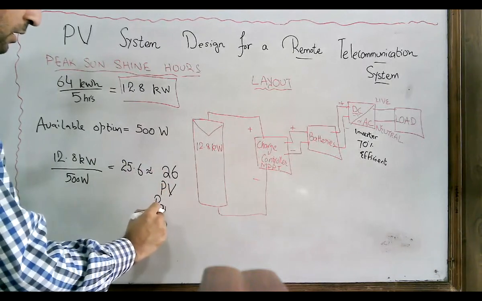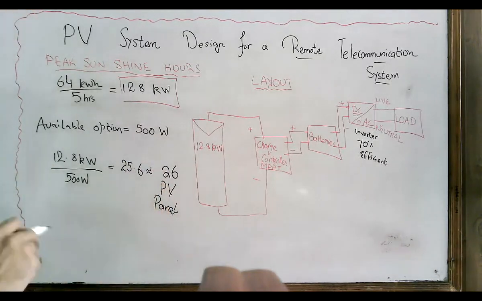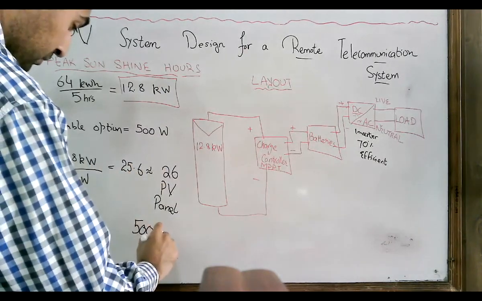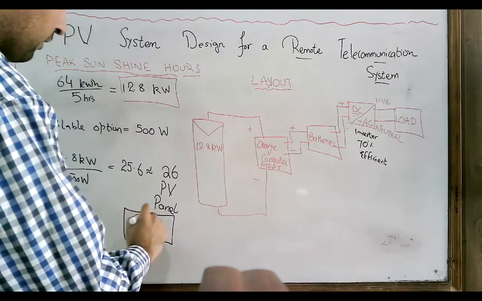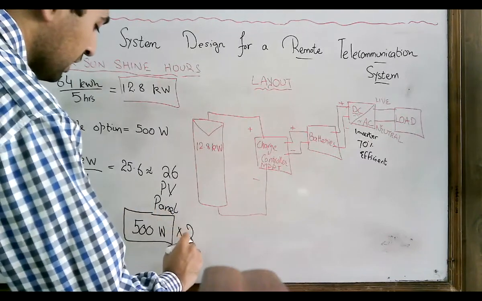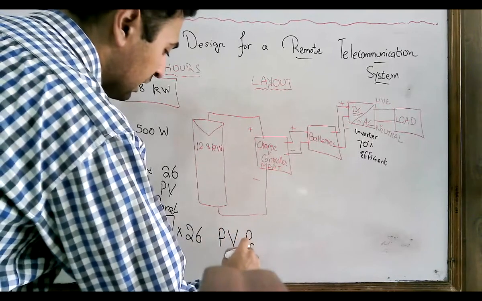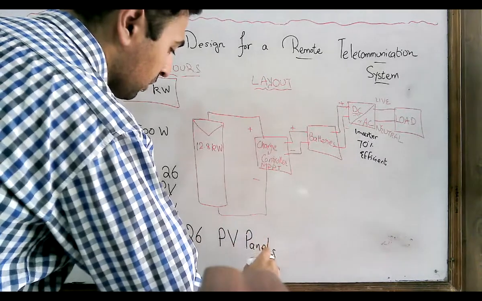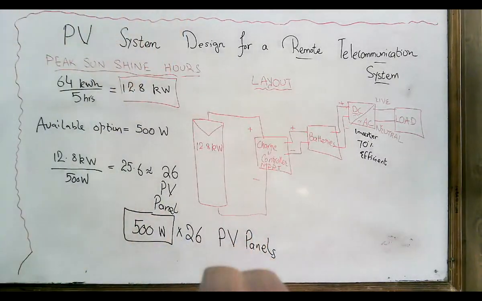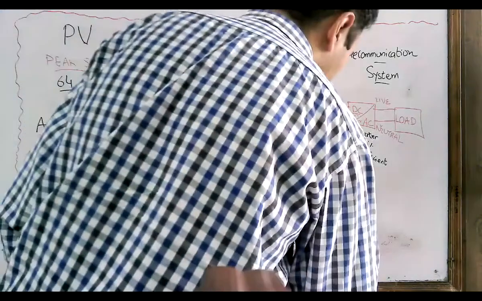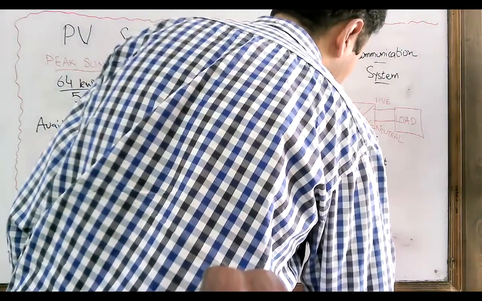That is, you require around 26 PV panels, and each must be rated 500 watts. So you require 500 watt multiplied by 26 photovoltaic panels. Okay, and then you will do series parallel combination of those PV panels in order to make the PV array.